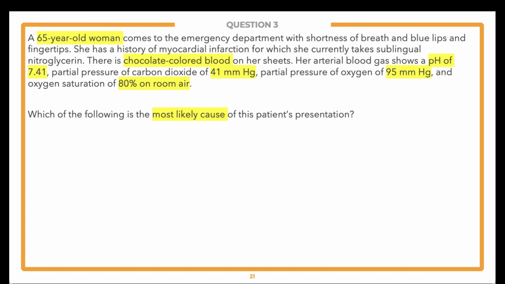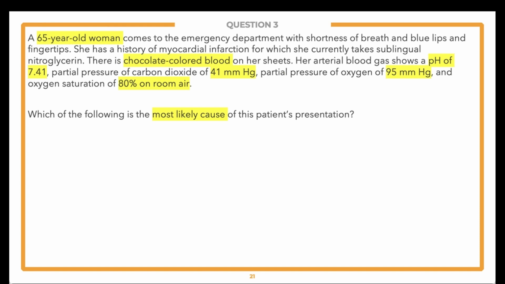That's interesting. She has an arterial blood gas with a pH of 7.41, right? So what does that mean? What are my normal ranges? You have to start thinking about that as well. Carbon dioxide is 41, oxygen is 95, but her oxygen saturation is only 80%. So why is that weird? How come I have a partial pressure of oxygen of 95 with an oxygen sat of 80%? Something's not adding up.